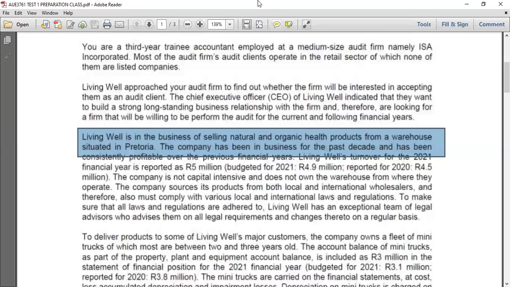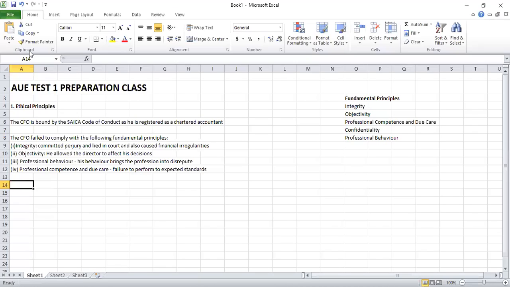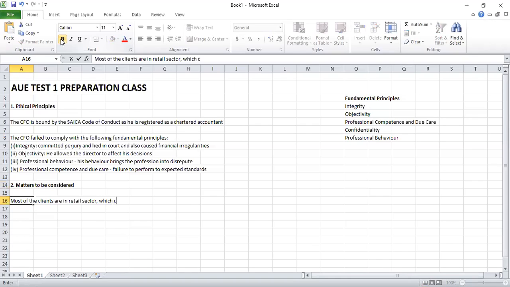So we're saying matters to be considered: most of the clients are in the retail sector, which can make it easier to audit a client in the same industry. Right. It's a first time audit.